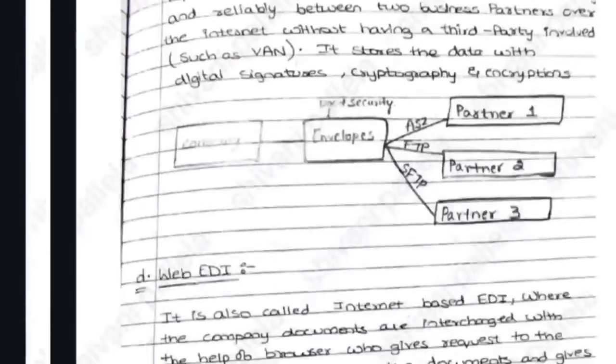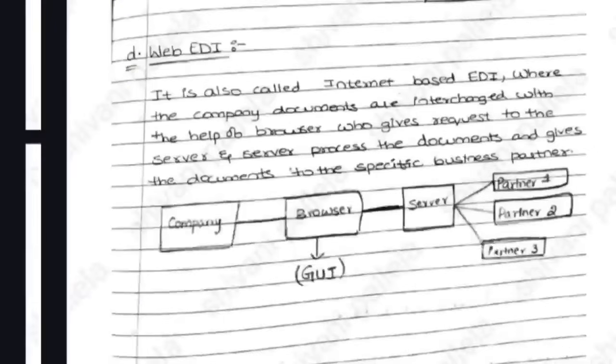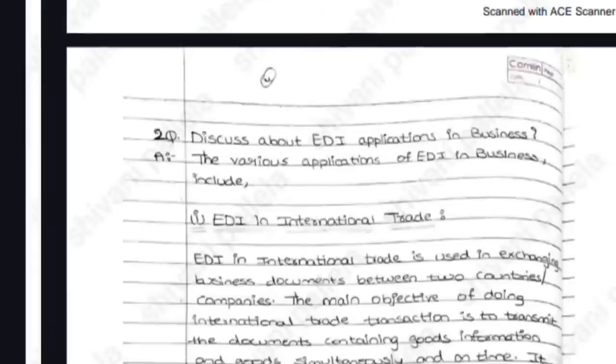What is meant by EDI versus AS2? AS2 means applicability statement 2. What is web EDI? This is an important question. The second important question is to discuss EDI applications in business, meaning you should write all this answer.